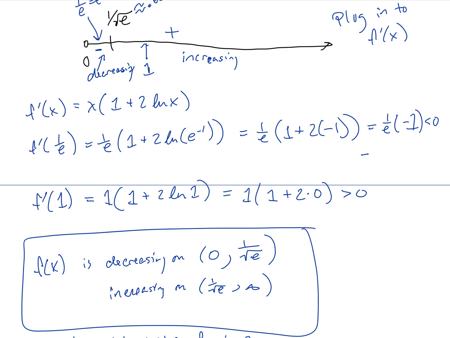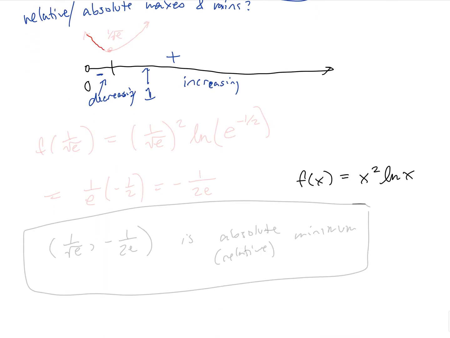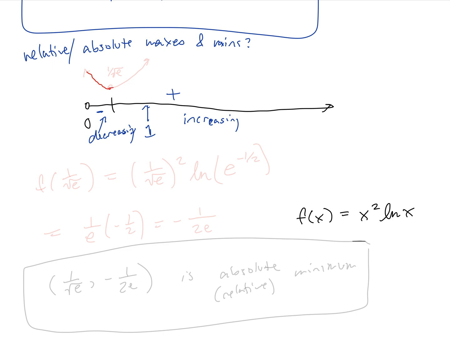Now to find relative and absolute maxes and mins, observe that our function is decreasing until 1 over the square root of e and increasing afterwards. So this point, 1 over the square root of e, is going to be a relative min. In fact, it's also going to be an absolute minimum because the function is always decreasing before it and always increasing after it, so it has no chance to go back down. So that's going to be both an absolute and relative minimum. There are no relative or absolute maximums.